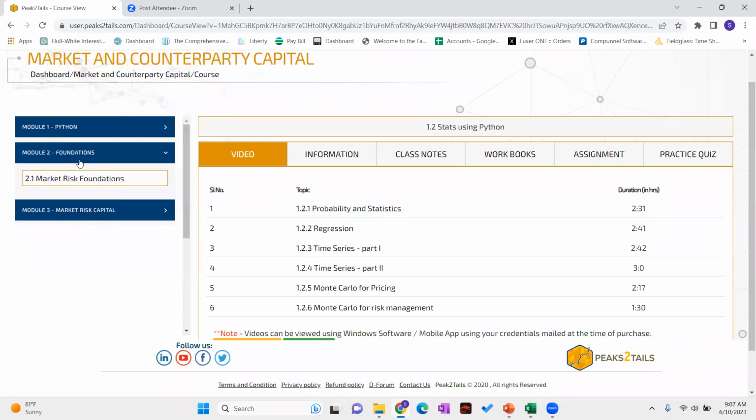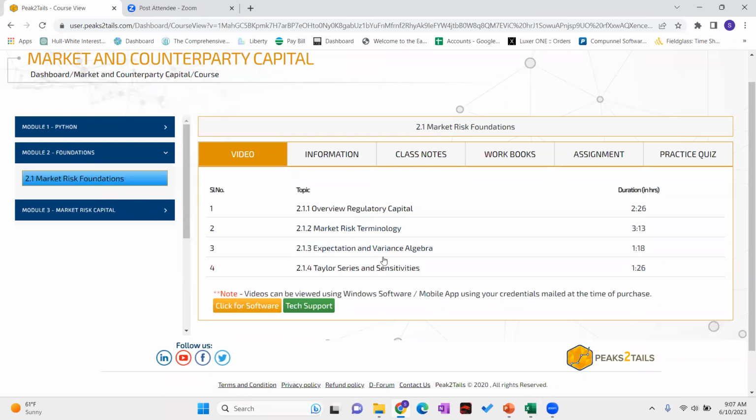And then under foundations, we have a foundational topic on market risk. So today's session will be combining these two topics, expectation and variance algebra, and Taylor series and sensitivities, and how knowledge of these is crucial to calculate value at risk. Nobody actually tells you these things out in the open. Textbooks really don't do a very good job of telling you, step by step, the calculations that lead to that formula for value at risk. We are just given ready-made formulas.